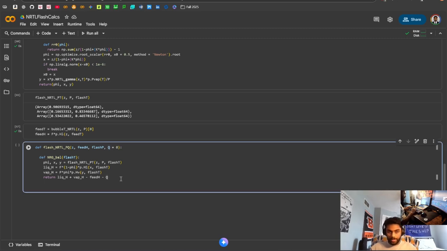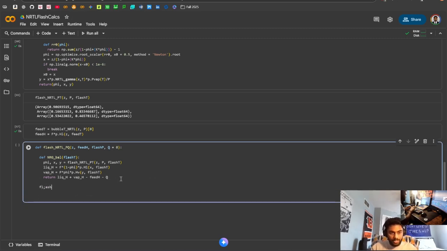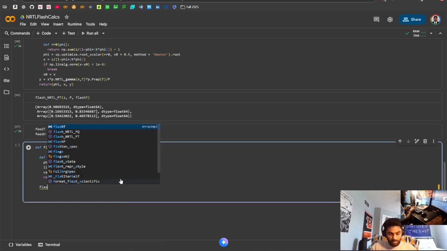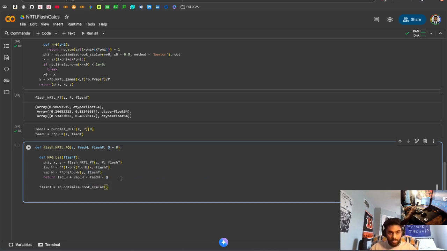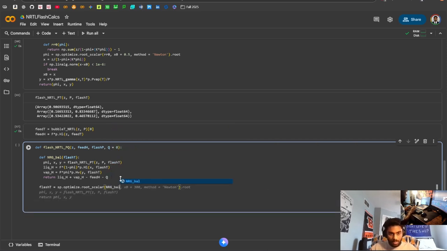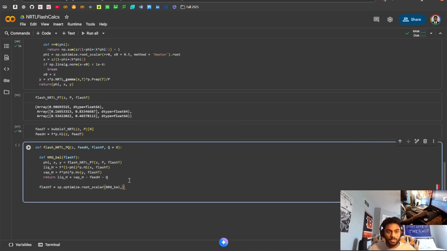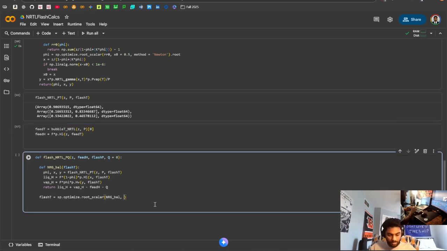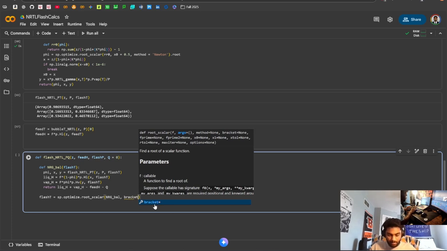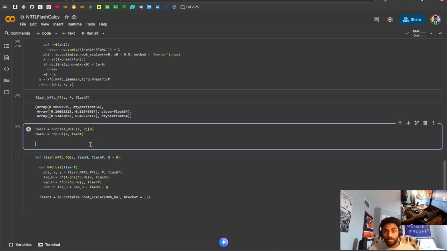So now we can go ahead and calculate our flash temperature using our optimized root, scipy.optimize.root_scalar. We're going to target our energy balance. But before I move on, instead of using the Newton method, I want to use another method, which is the bracket method. So what we're going to do is have a bracket, and we have to give it a range that we want our final solution to be between.